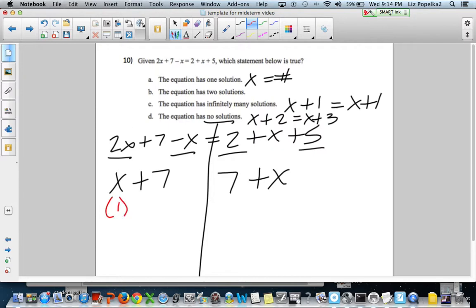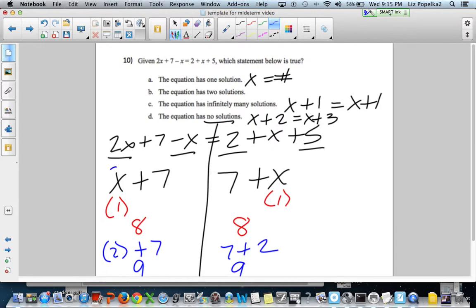Let's say if x is 1. 1 plus 7 is going to be 8, which is the same thing as 7 plus 1, which is going to be 8. Let's say I decided to make x a 2. Well, 2 plus 7 is going to be a 9, just like 7 plus 2 is going to be a 9. I could put numbers in for x all day long, and as long as I put the same number on both sides of the equal sign they are always going to balance out.